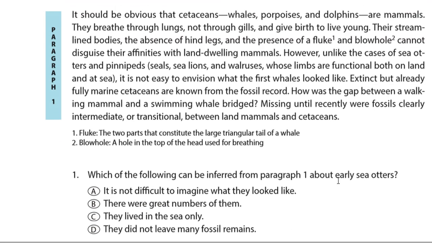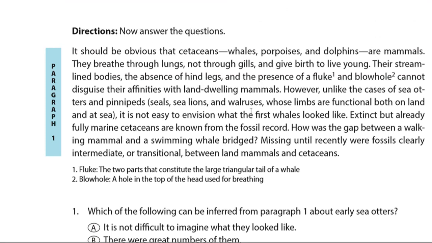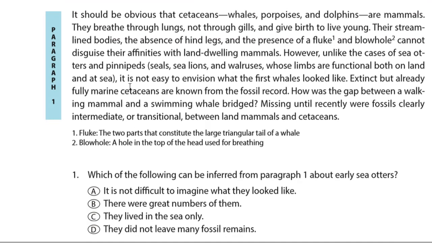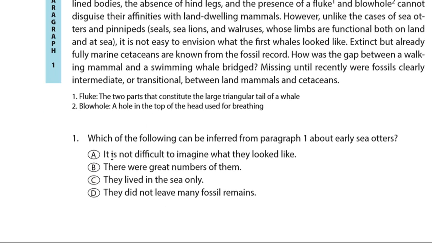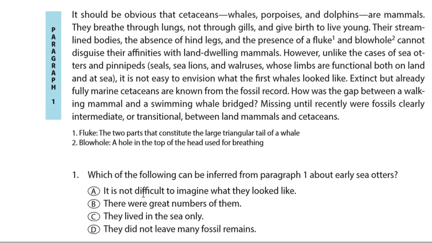They didn't leave many fossil remains. I don't think the author talked about fossil remains. He talked about the fossil record only. So let's think about A. It's not difficult to imagine what they looked like. Actually, we read something regarding imagination. See here, it is not easy to envision means it's difficult. Not easy means difficult. It's difficult to imagine what the first whales looked like.